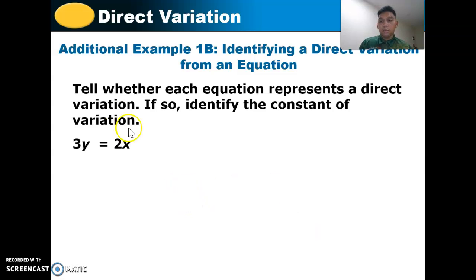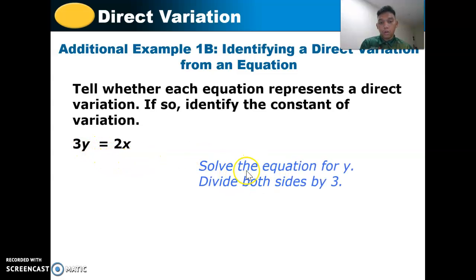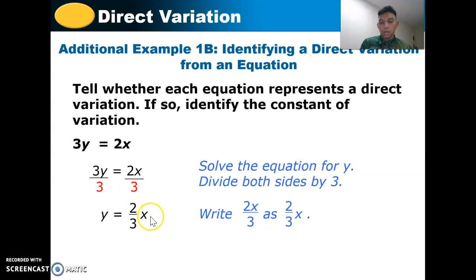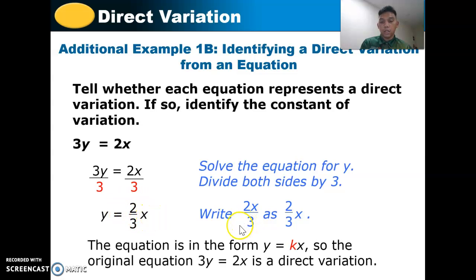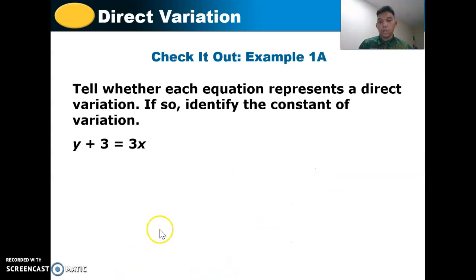Let's go to the second example. 3y equal to 2x. Now let's solve the equation for y. Divide both sides by 3. So 3y equal to 2x, divided by 3, so y equal to 2/3 x. Meaning to say this is a direct variation because it is now written in the form y equal to kx, which has the constant of 2/3.